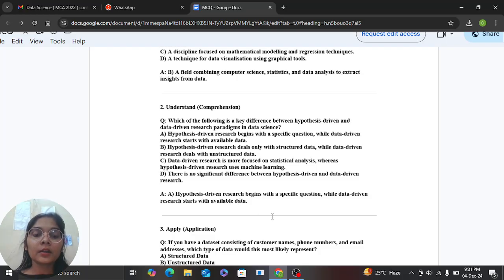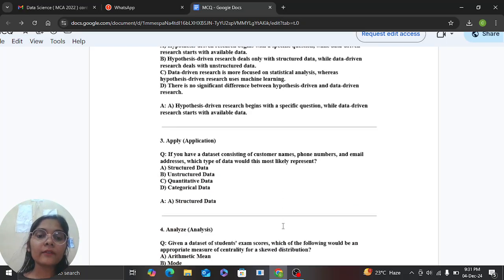Now the another is, if you have a data set consisting of customer name, phone numbers, and email address, which type of data would it most likely represent? Here the question is that, if we have the data set in which we have the columns names, phone numbers, email address, basically that are in the structured format, because we have the column names here that are described in a specific manner. So this type of data set will be called a structured data.